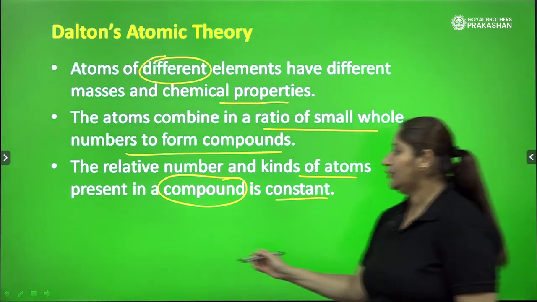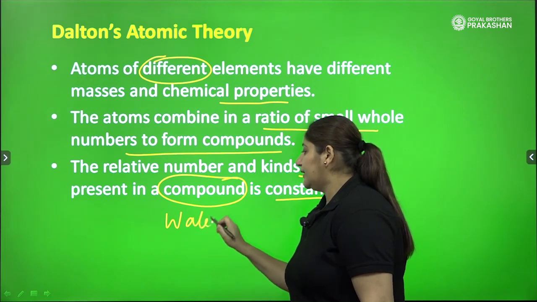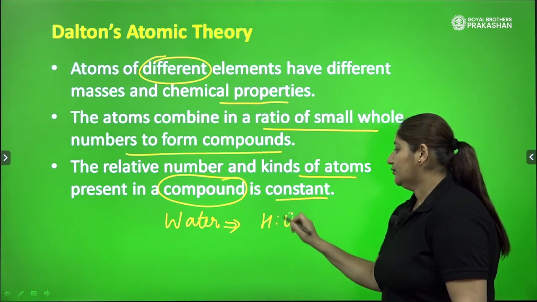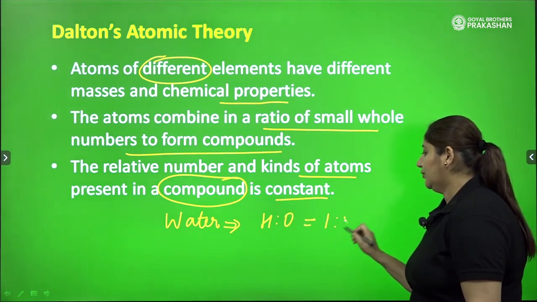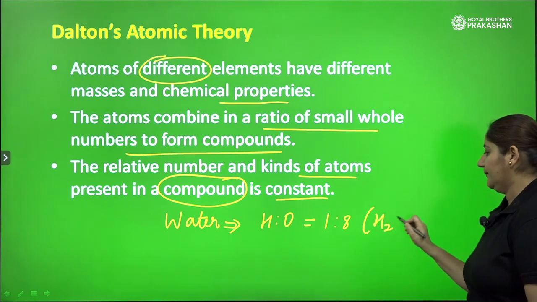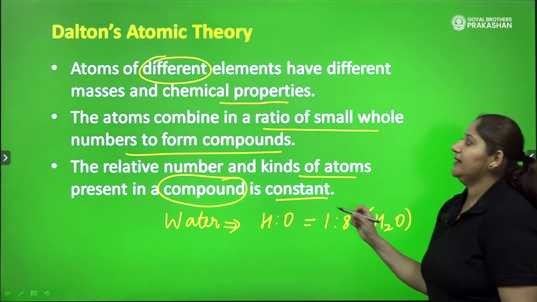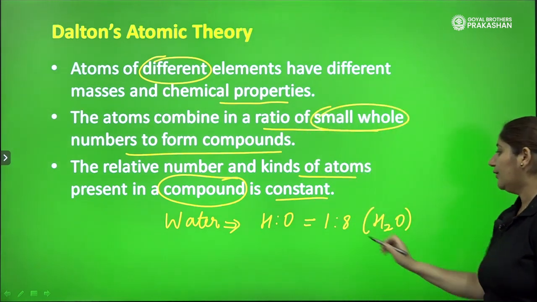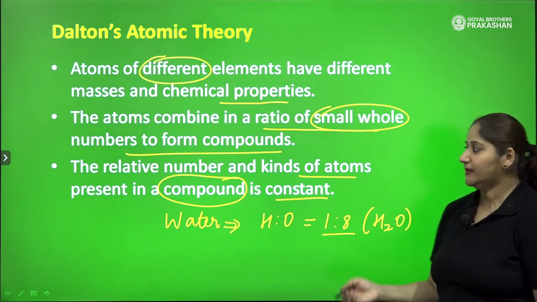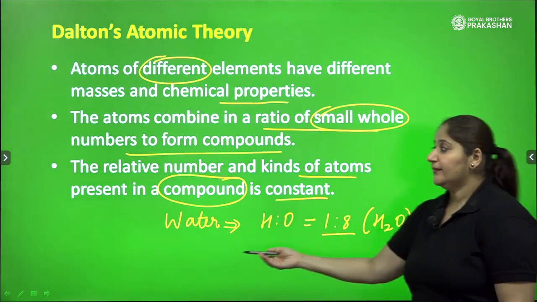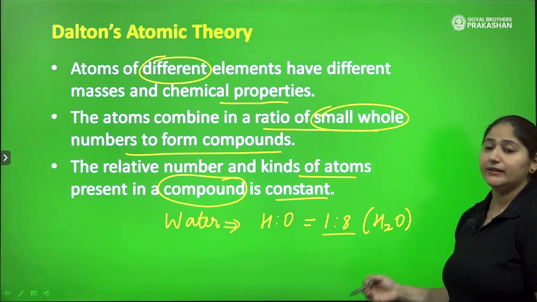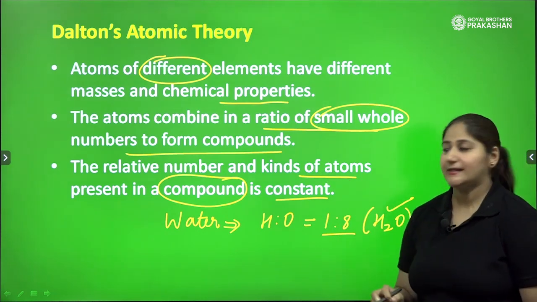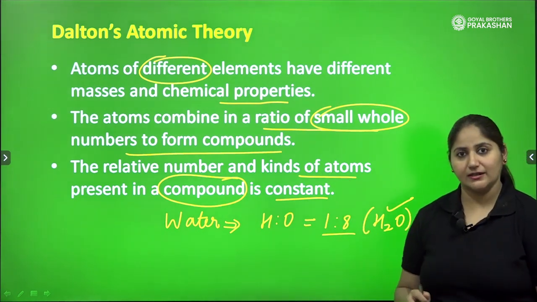For example, when we talk about water, we know that in water, particles are in a fixed ratio, that is H:O, it is 1:8. That's why it makes H2O. So this example clarifies that atoms combine in a ratio of small whole numbers. What is that ratio? 1:8. Further, it clearly proves that if you are talking about water, does water always have H and O? Yes, that's why it will make H2O. So the relative number and kinds of atoms present in a compound is always constant, right?